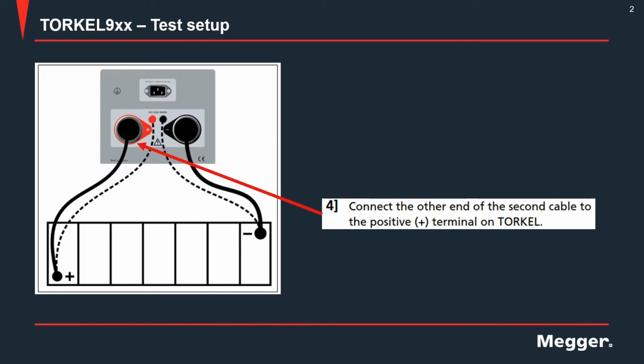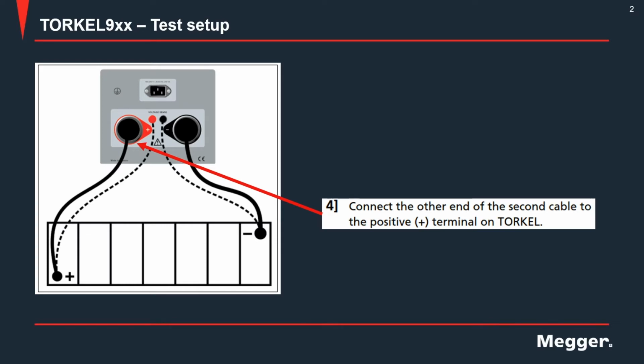Now it's important for the purpose of safety that you make the connections in this order. And the disconnections are to be made in the exact reverse order. So you will start off from step 4, that is by disconnecting the positive cable on the positive terminal on the Torkel, and then you would go through steps 3, 2, and 1.